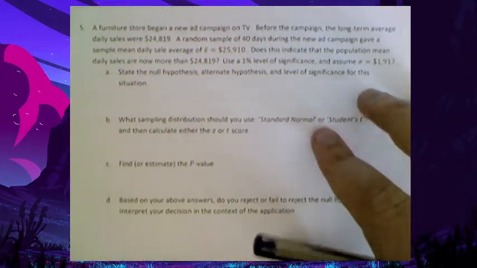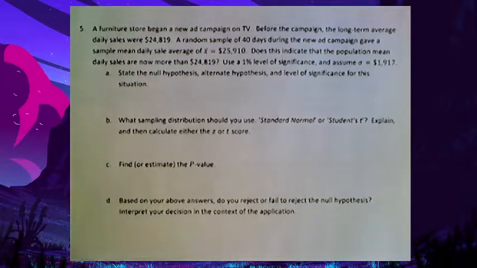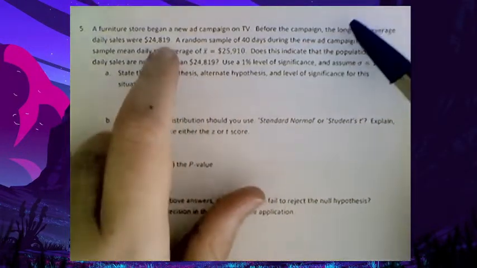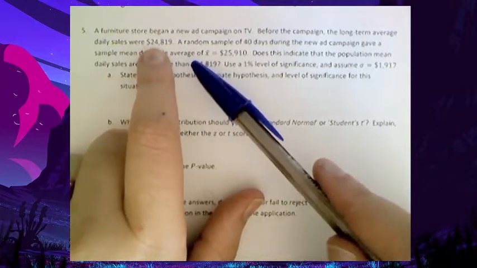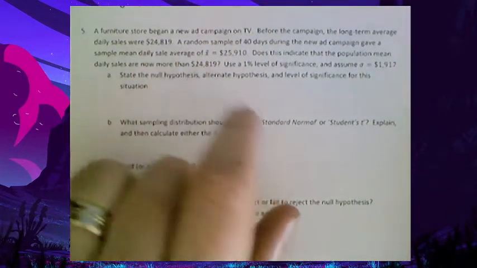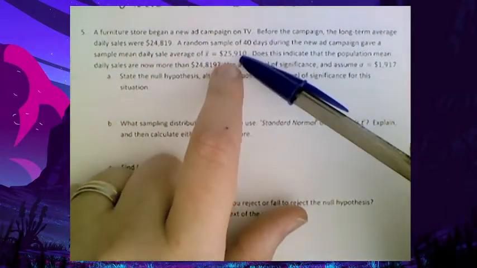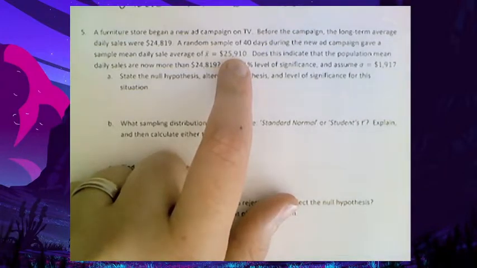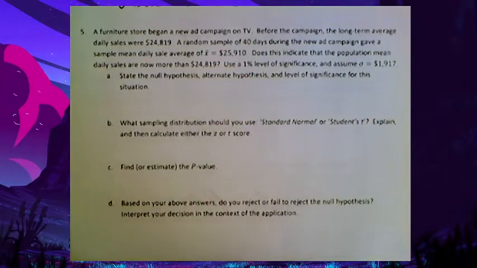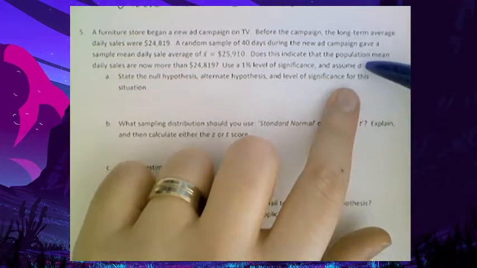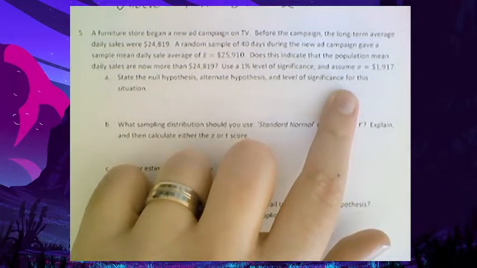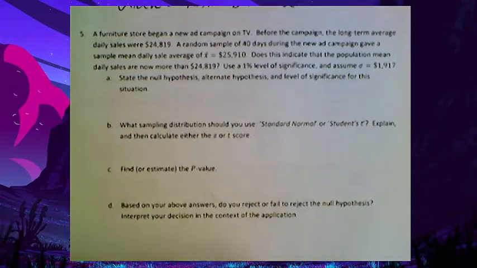All right, down to problem 5 here. A furniture store is getting a new ad campaign. They had a long-term average sales each day of $24,819. So they did a random sample of 40 days during their new ad campaign, and that gave them a mean of $25,910 per day. So is this enough evidence to say, at the 1% level of significance, that the campaign worked effectively? And we were told that our historical standard deviation is 1,917.